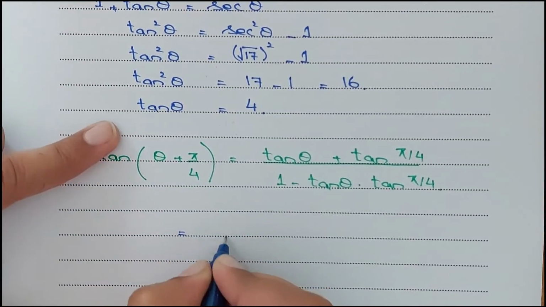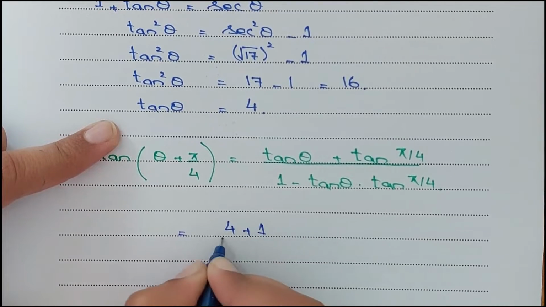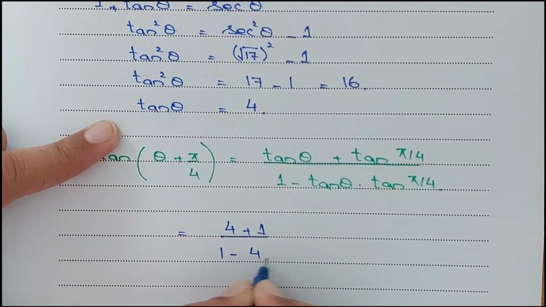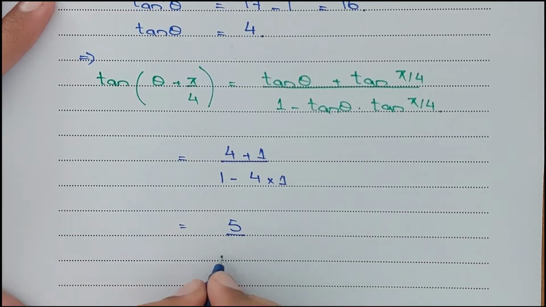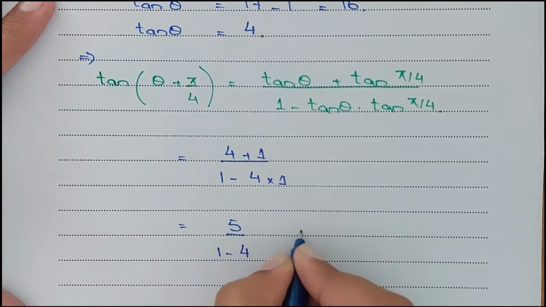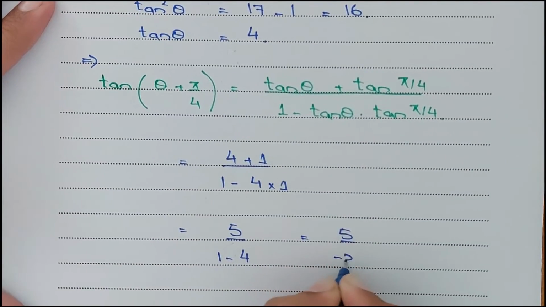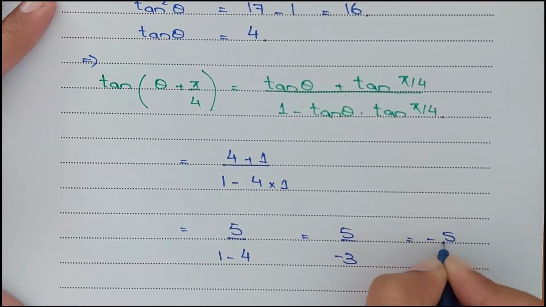So this is tan theta is 4, plus 1 over 1 minus 4 times 1. 4 plus 1 makes 5 over 1 minus 4 is minus 3. So 5 over minus 3, or minus 5 by 3. This is the exact value.